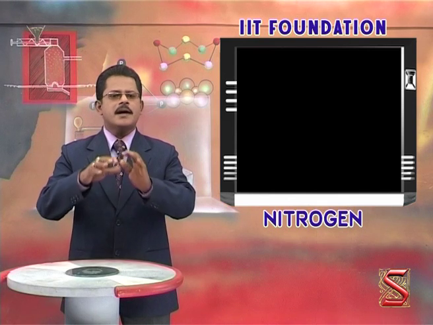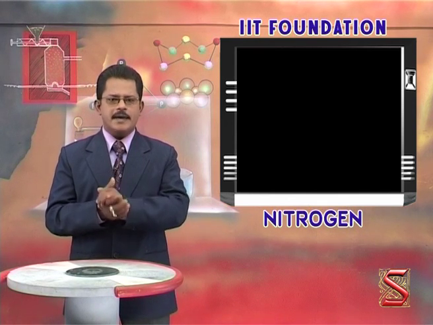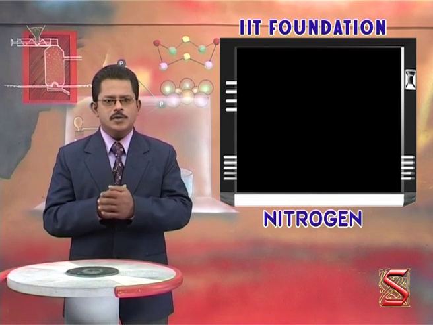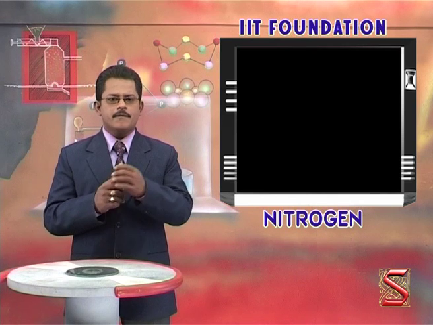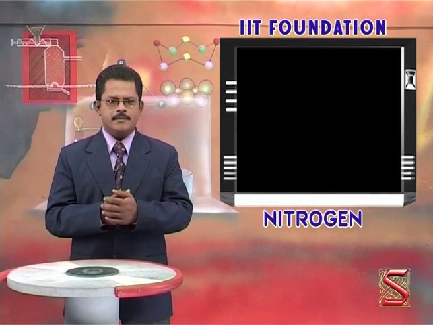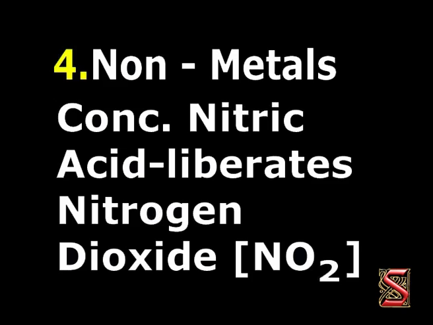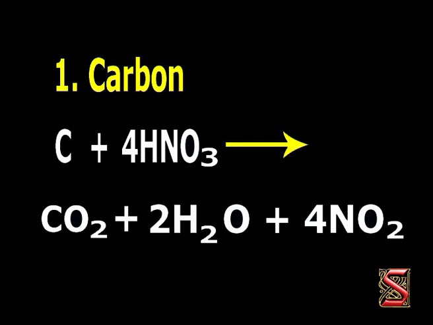Nitric acid itself undergoes reduction in a number of ways and hence a number of reduction products, NO, NO2, N2O etc., are formed depending on the acid, concentration and the temperature of the reaction. With nonmetals, concentrated nitric acid liberates nitrogen dioxide NO2. Carbon C, which is a nonmetal, plus 4HNO3 gives rise to CO2 plus 2H2O plus 4NO2, that is nitrogen dioxide.